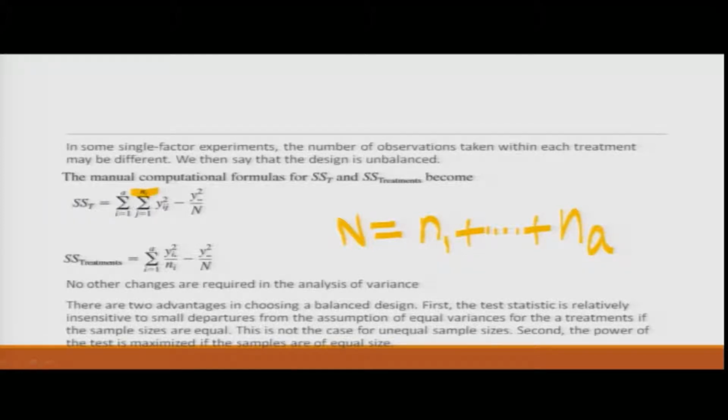There are two advantages in choosing a balanced design. First, the test statistic is relatively insensitive to small departures from the assumption of equal variance for the treatments if the sample sizes are equal. This is not the case for unequal sample sizes, where the sensitivity would be very high. And second, the power of the test is maximized if the samples are of equal size. That means the overall efficiency is the maximum.